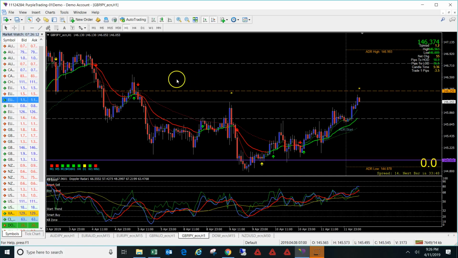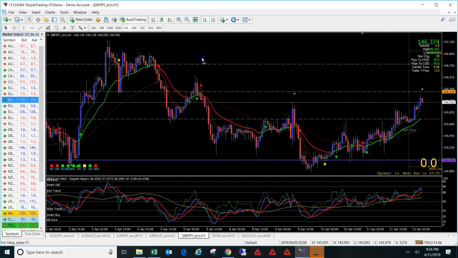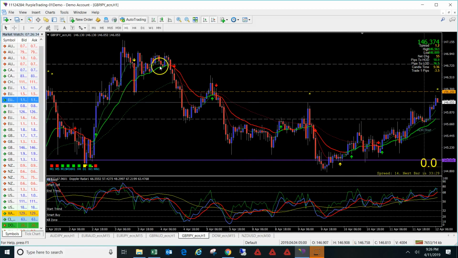All right, so you probably already know that it's color coded to help you identify whether the trend is bearish or bullish. The currents, or moving averages, whatever you want to call them, will turn green for a bullish trend and red for a bearish trend.